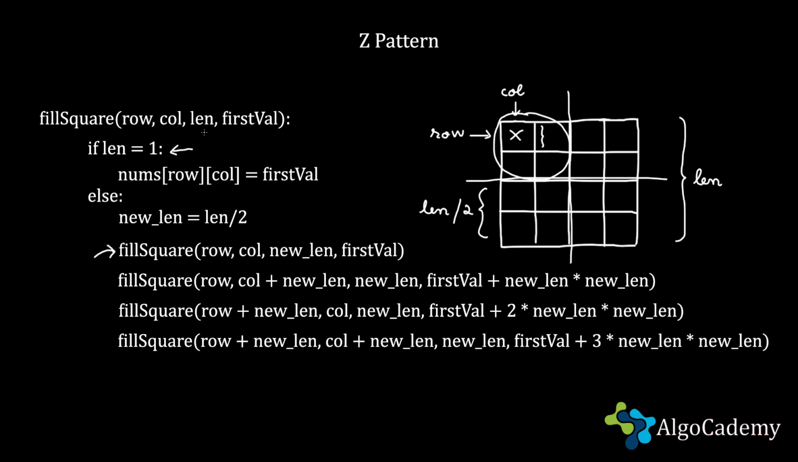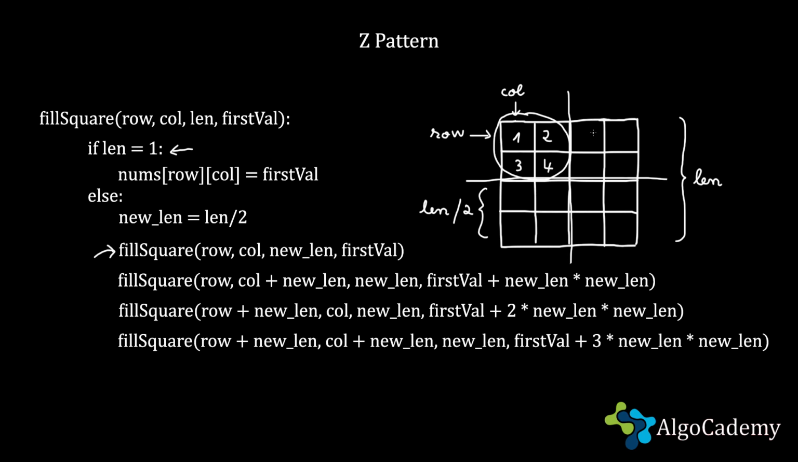Awesome. What is the length? We just said new len, right? Which is len divided by 2. So row, col, new len. And what is the first value that should be written in this quadrant when we are going to fill it with numbers? Of course, first val, right? So we call fill square of row, col, new len, and first val. And when this function call finishes, we are sure that this quadrant will be filled with the right values, which are 1, 2, 3, 4, let's say for this example, right? 1, 2, 3, 4. Awesome.